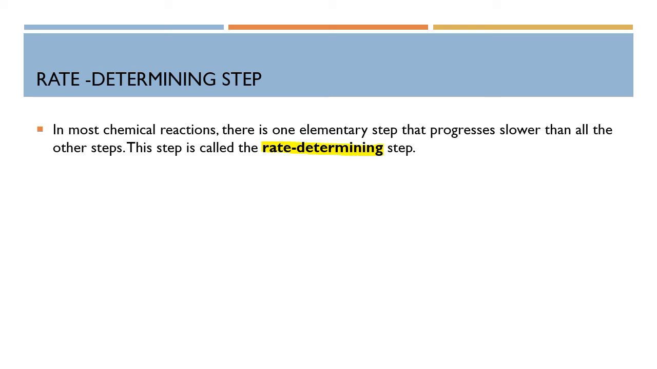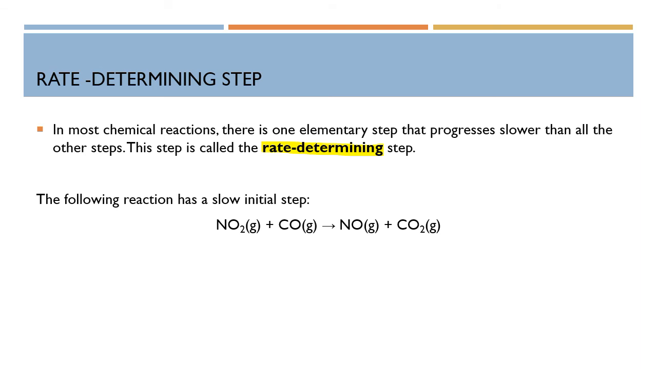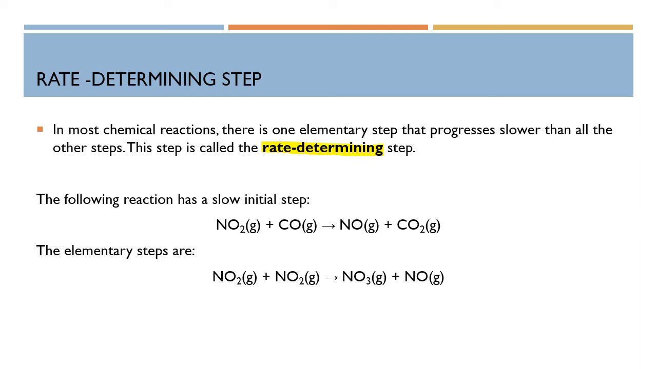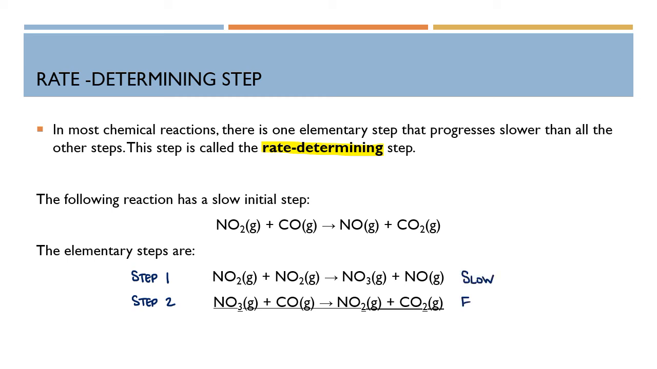In most chemical reactions, there's usually one step that progresses slower than all the other ones, and this is called the rate determining step. Let's take a look at this reaction, which has a slow initial step. We take NO2, combine it with carbon monoxide to give us NO and carbon dioxide. The elementary steps are as follows. Step 1, the nitrogen dioxide reacts with another nitrogen dioxide molecule to give us nitrogen trioxide and nitrogen monoxide. This is the slow step.